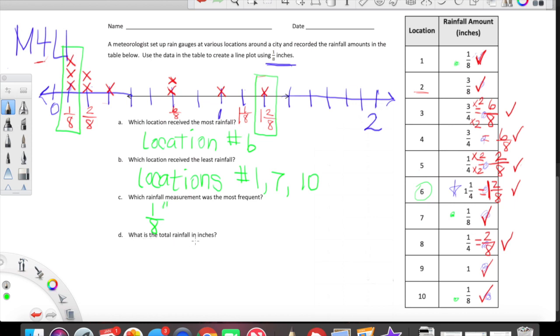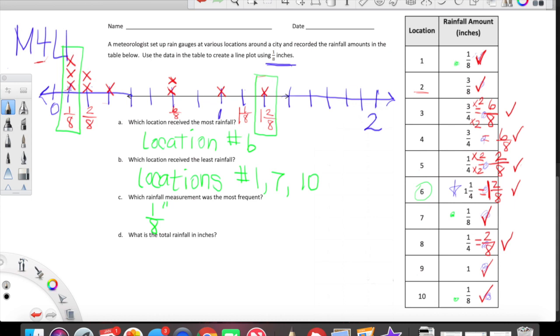What is the total rainfall in inches? Oh, this is an interesting one. Let's see if we can challenge ourselves and do this in our head. So all of these 1, 2, 3, 4, 5, 6, 7, 8, 9, 10 X's represent these 10 locations and their rainfall amount collected. We have this organized so beautifully. Let's go ahead and do our best to calculate this mentally. The good news is that all of our denominators are 8s. So I think we could probably handle this mentally.